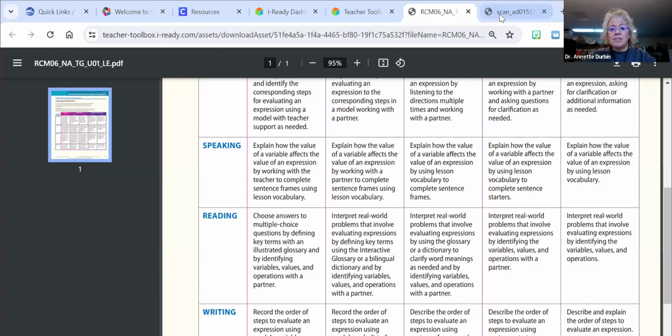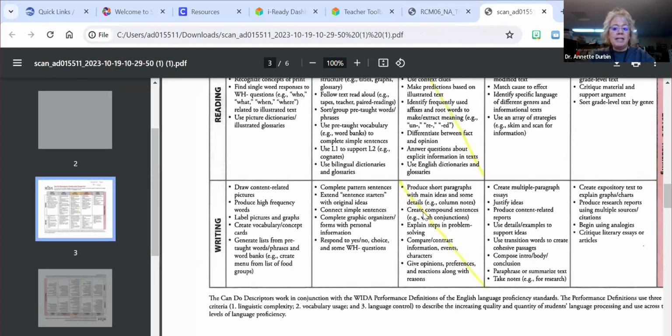All right, let's go back over to our student. And when we look at writing, the student is at a level 3. And so this student can produce short paragraphs, write main ideas, can create compound sentences, explain steps in problem solving, compare and contrast, give opinions, preferences, and reactions along with some reasons. And we want to push that student over to a 4. So we want to push a student into creating multiple paragraph essays to justify those ideas, to produce content related reports, to use details. So we're pushing that student over to the 4, right?